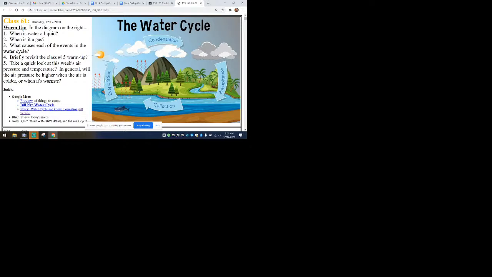When is it a gas? That would be at the end of evaporation and at the beginning of condensation. Number 3, what causes each of the events? This is important, especially what causes evaporation and condensation.